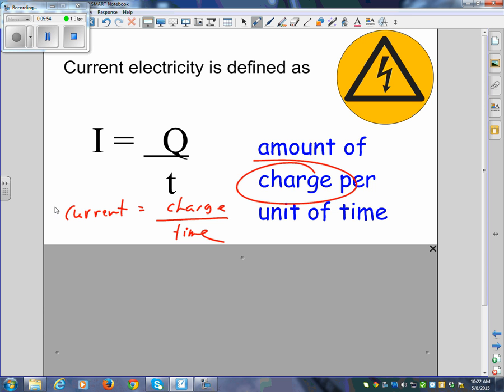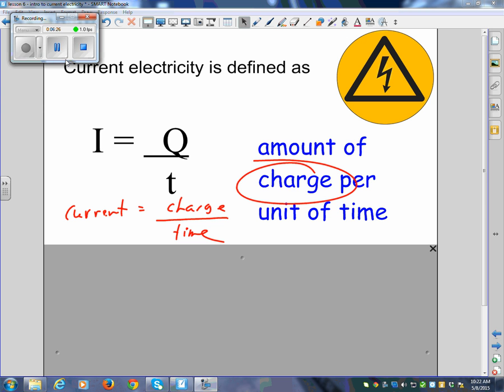So you need to know that I is equal to Q over T, Q divided by T, and that's current is equal to charge divided by time. Because current is the amount of charge, what does the word per mean? Per means divide by, right? Meters per second means how many meters in every second. How much charge in every unit of time?